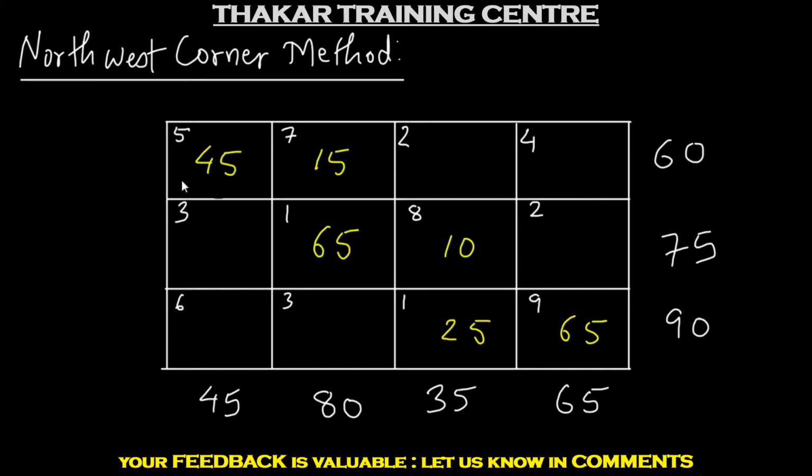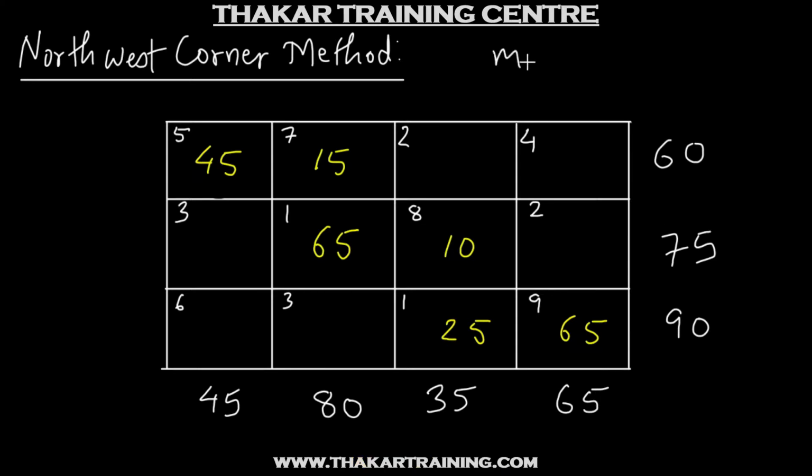Another condition is that there should be exactly m plus n minus 1 allocations. So if you see over here, the number of supply points is 3 and the number of destinations is 4. So we have m plus n minus 1 will be 3 plus 4 minus 1, which is 6. And we have 1, 2, 3, 4, 5, 6 allocations. So we have exactly m plus n minus 1 allocations. And those allocations should be in independent positions. That is, they should not form a loop.